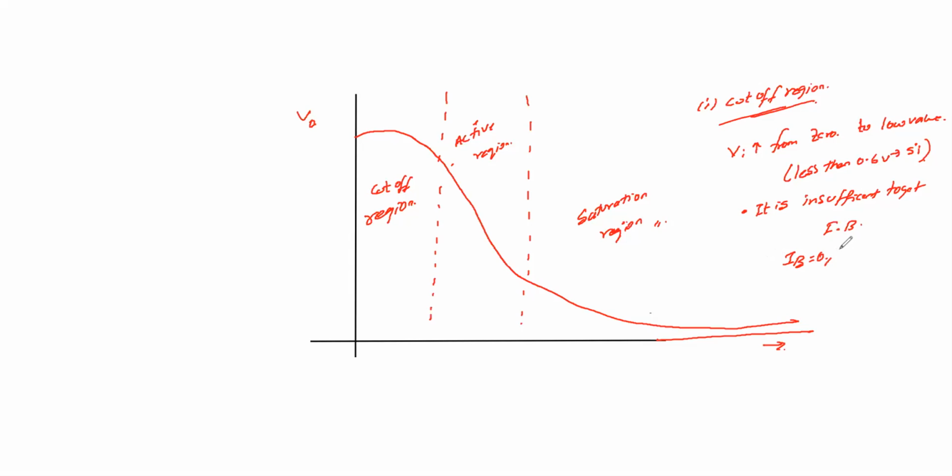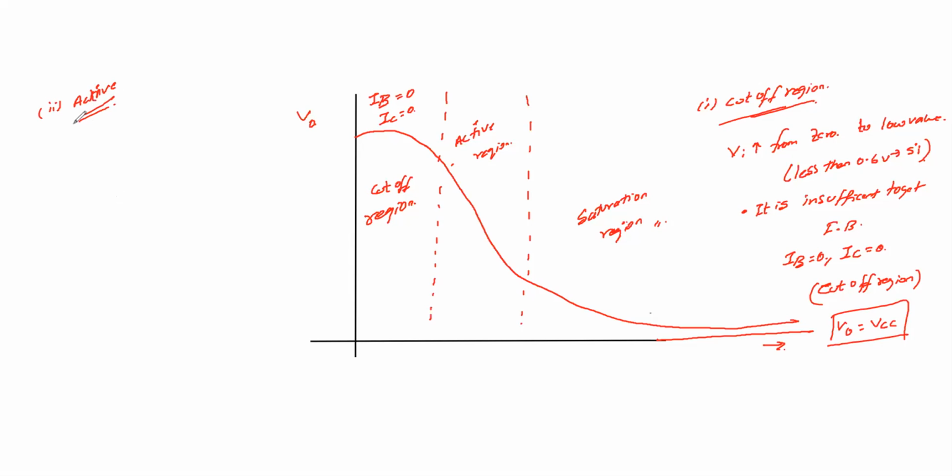That means if the input current is equal to zero, what will happen? The output is also zero. IC is equal to zero. Okay, so that moment we call it a cutoff region. So in this cutoff region, the output V naught is equal to VCC, because IC and IB are equal to zero. So for the cutoff region, IB is equal to zero and IC is equal to zero. It is your first one. Let's see the second one. Second one, active region.